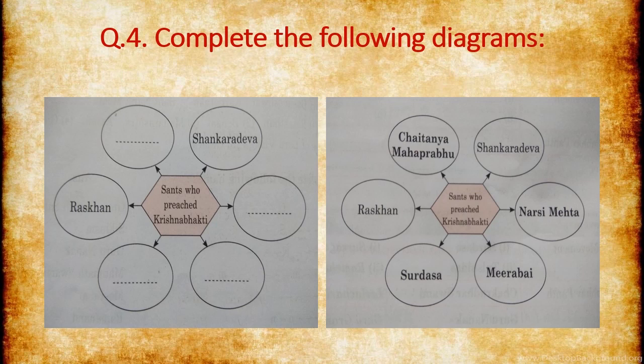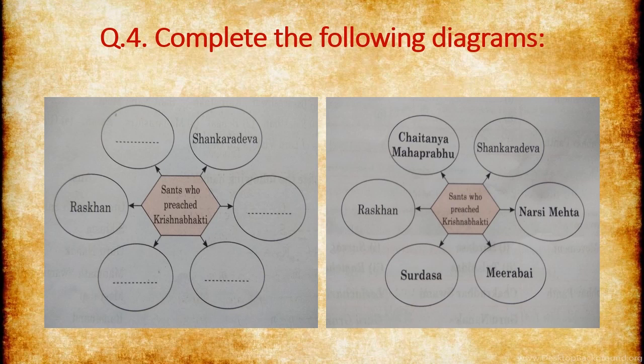Now see, here also, towards your left you have the question, and towards the right I have given you the answer. Now you have to write. Okay, you have the book, so try to complete this question too. Now see the blanks that are given there. I will read out the answers for you. They have already given 2 answers and 4 you have to fill in. The 2 answers given are Shankara Deva and Rakshan.